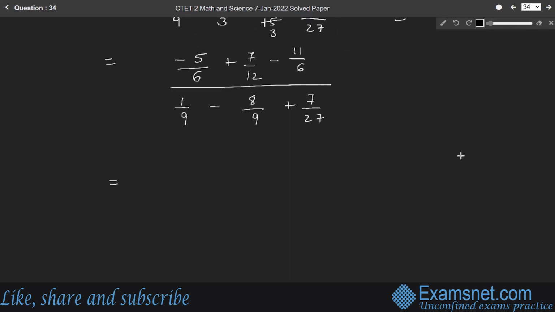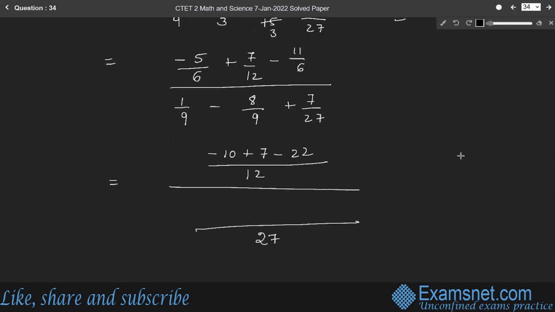So take the LCM of 6, 12 and 6. Here 12 is the LCM. So 6 into 2, 12. So minus 5 into 2, minus 10 plus 7. So here minus 6 into 2, 12. So the LCM, 11 into 2, 22. Therefore here in the denominator 27 is the LCM and 9 into 3 is 27, hence 1 into 3, 3 minus 9 into 3 is 27. 8 into 3, 24 plus 7.